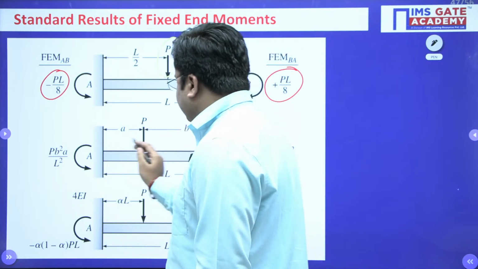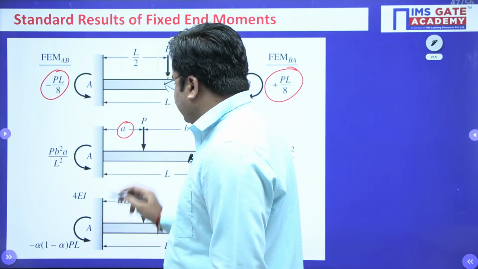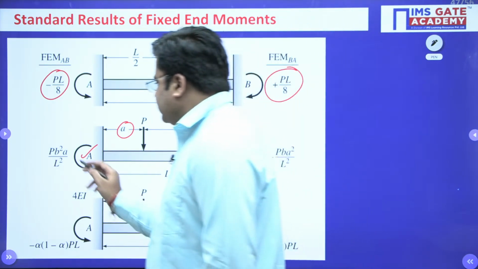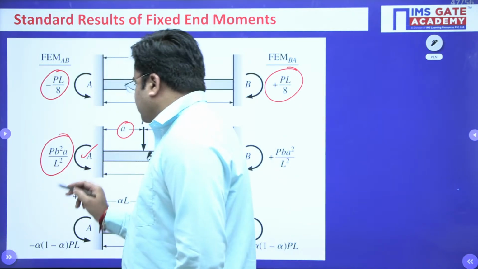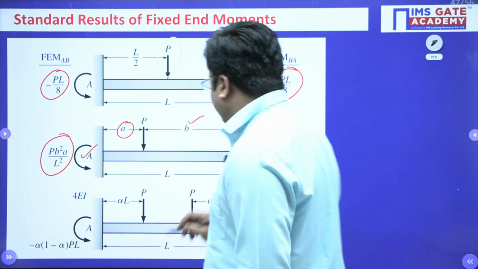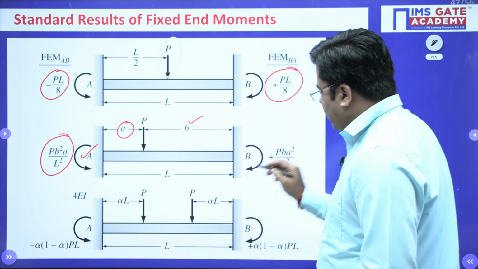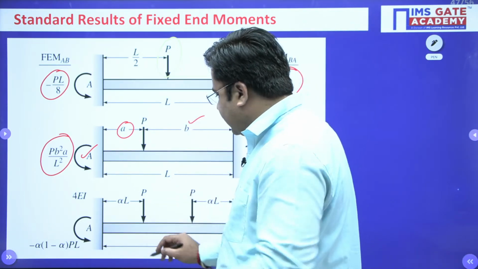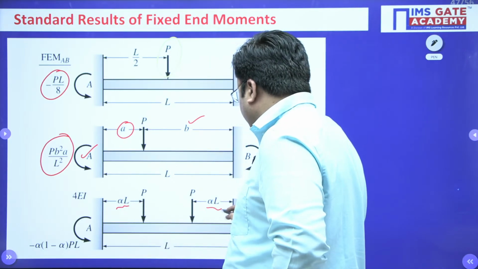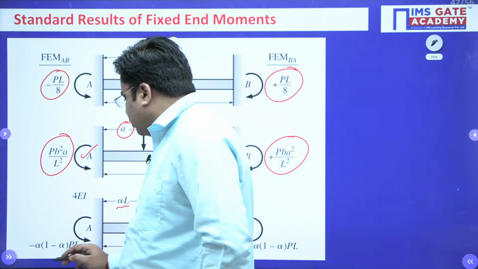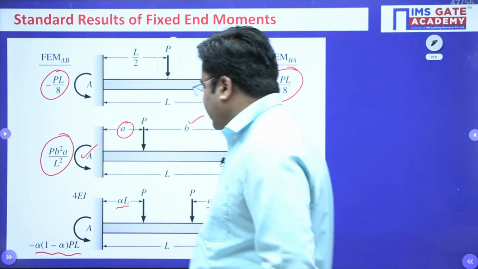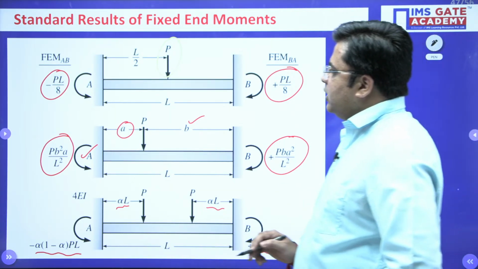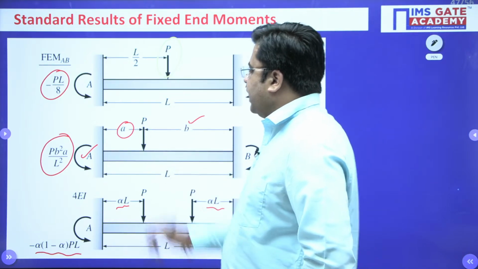When your load is acting eccentrically, at a distance A from joint A and B from joint B, then your fixed end moment is P B square A by L square for FAB, and FBA will be P B A square by L square. Next, if two loads are acting at a distance of alpha L from both the supports, then your fixed end moment at support A is minus alpha into 1 minus alpha into PL. For support B, it is alpha into 1 minus alpha into PL. So these are the standard results for calculating the fixed end moments for different types of point loads.